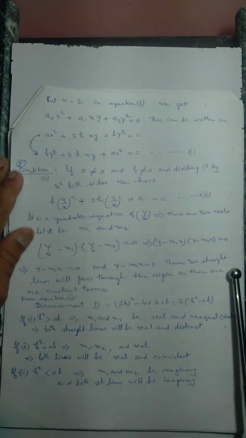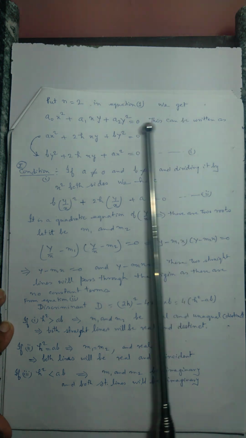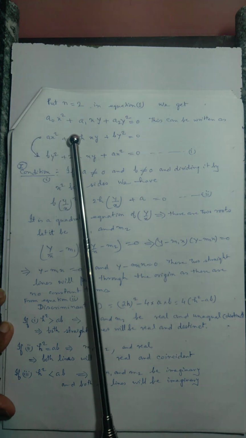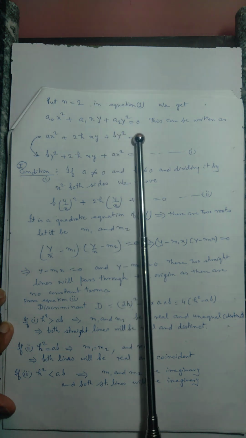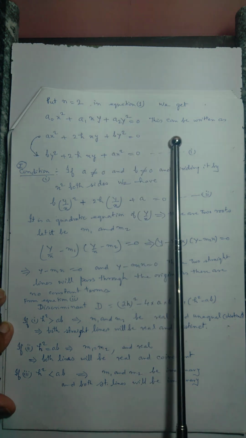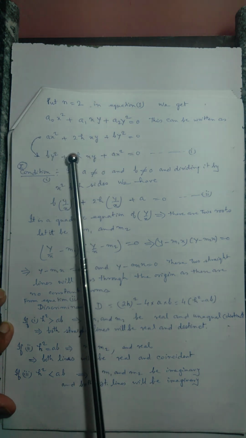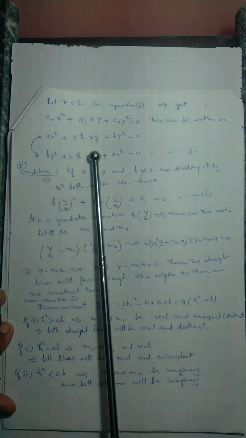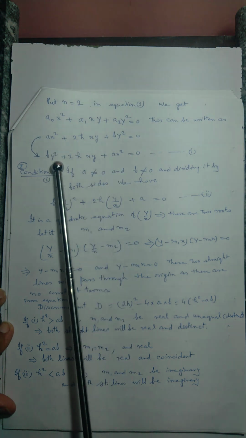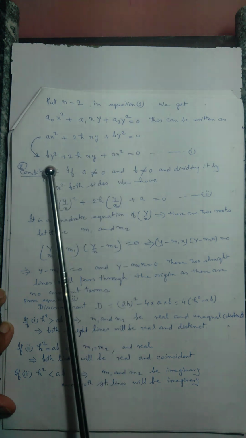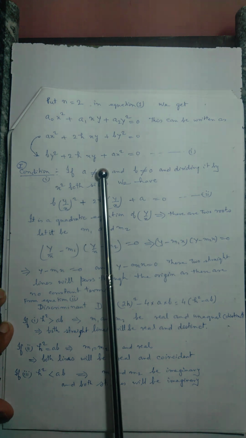Now put n equal to 2. In the above equation number 1, we get a0 x squared plus a1 xy plus a2 y squared equal to 0. This can be written as ax squared plus twice hxy plus by squared. Again, this can also be written like this: first of all, you write down by squared plus twice hxy plus ax squared.